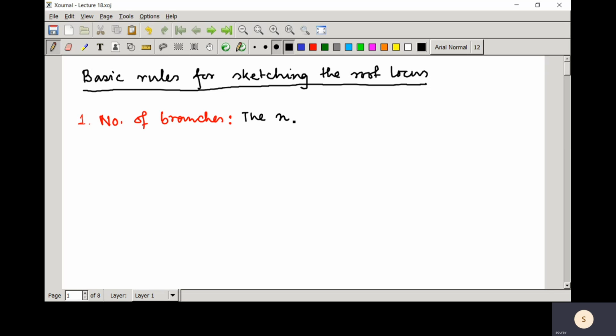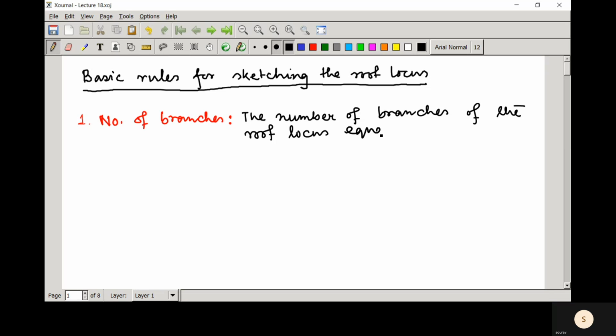So the number of branches of the root locus equals the number of closed loop poles. This is obvious. So we'll understand this particular fact from one example.